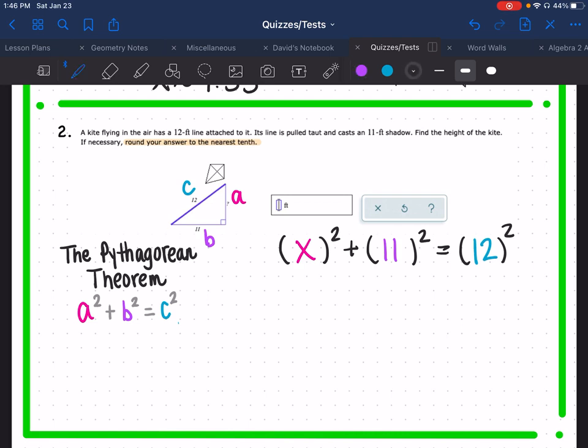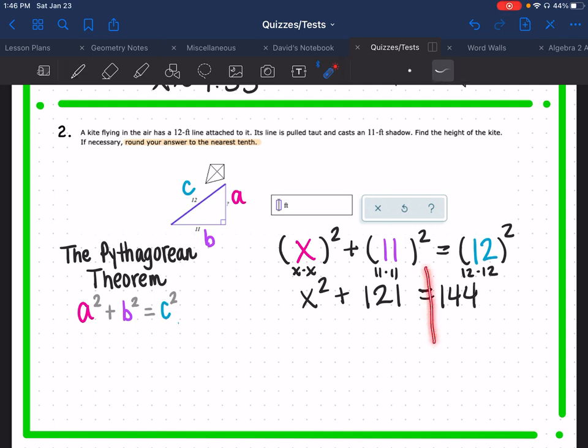All right, so remember you're multiplying x times x, that's x squared. You're multiplying 11 times 11, 121. And you're multiplying 12 times 12, 144. You're going to take a look at your equal sign.